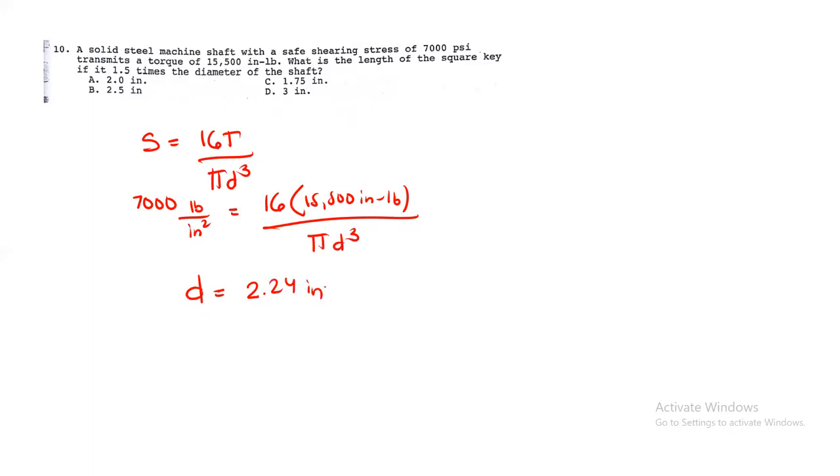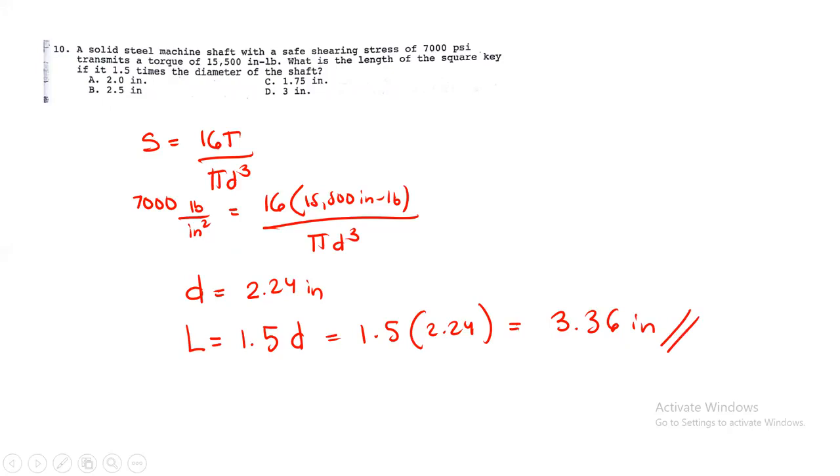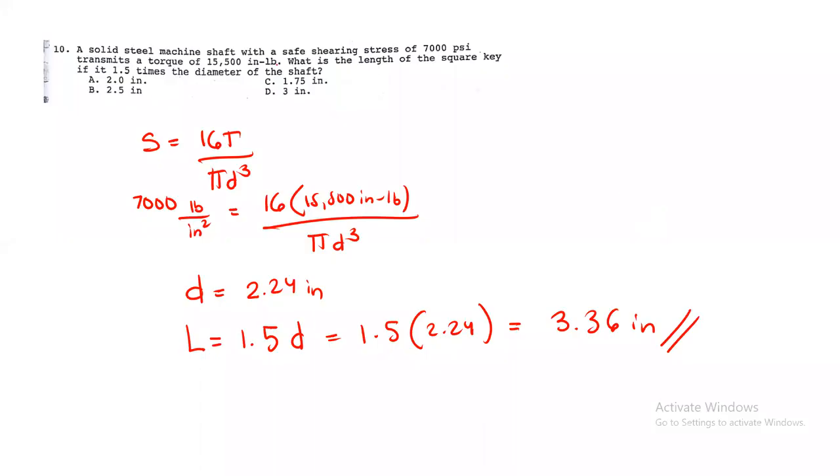inches. So syempre para makuha natin length, sabi niya length ng square key is equals to 1.5 times diameter ng shaft. So 1.5 times 2.24 is equals to 3.36 inches. So the answer is closest to letter D.